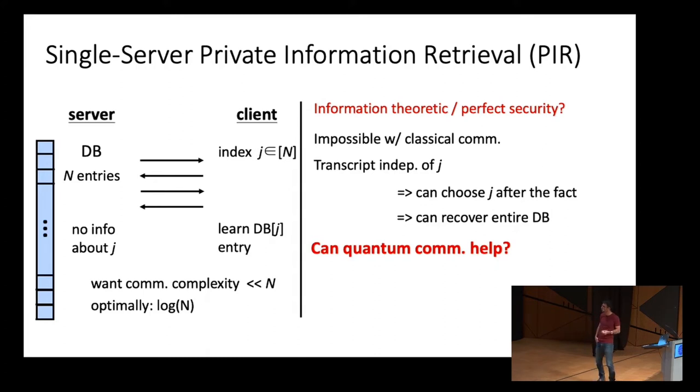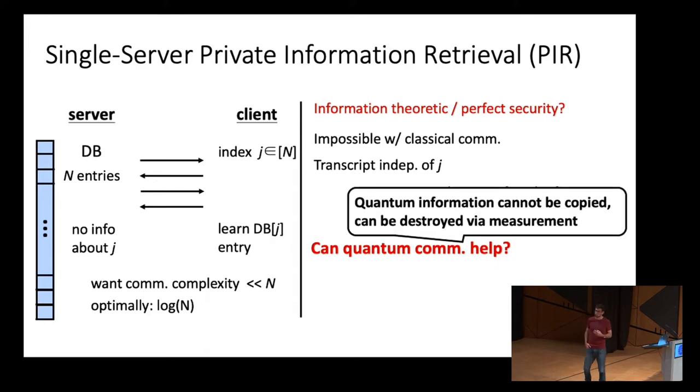So why would you hope that quantum communication can help in this setting? When you think about quantum information or qubits, you realize that unlike classical information, quantum information in general cannot be copied. So this notion of keeping this transcript on the side and using it many times, you need to think a little bit about how to generalize this argument. In addition, the process of measurement allows you to destroy information in the quantum setting. This is again something that could be useful when you talk about privacy, the ability to destroy information in a way that is not recoverable information theoretically.